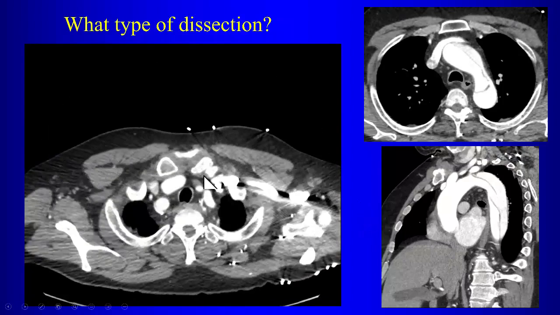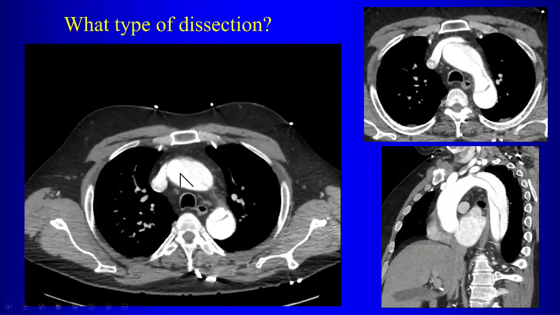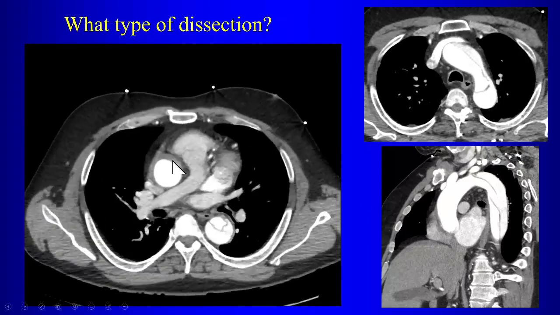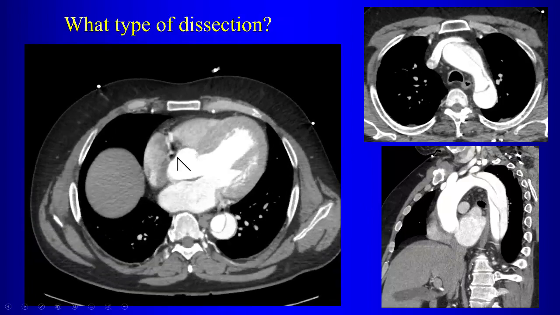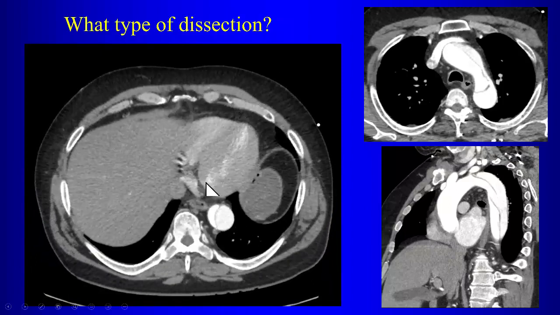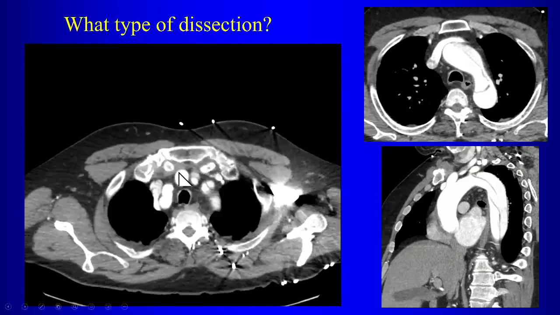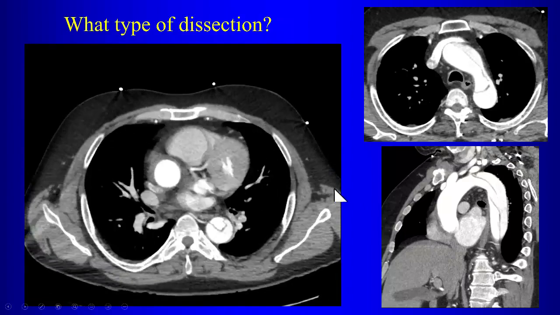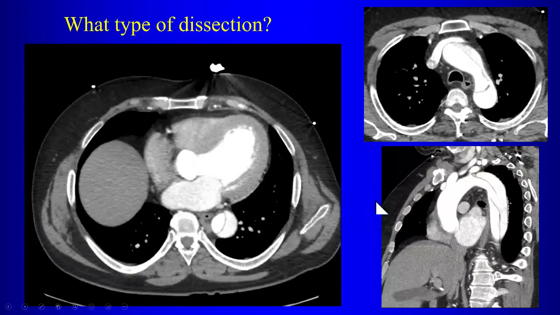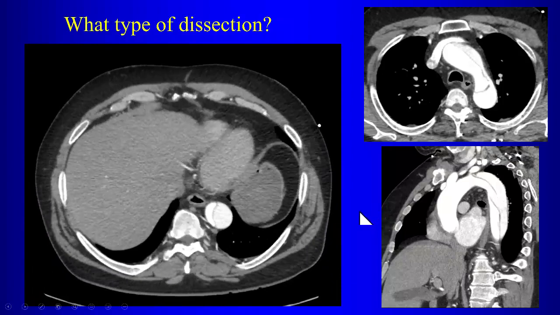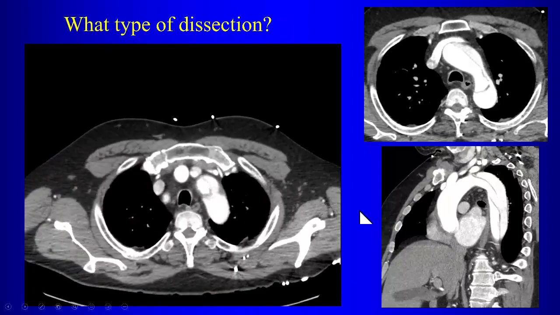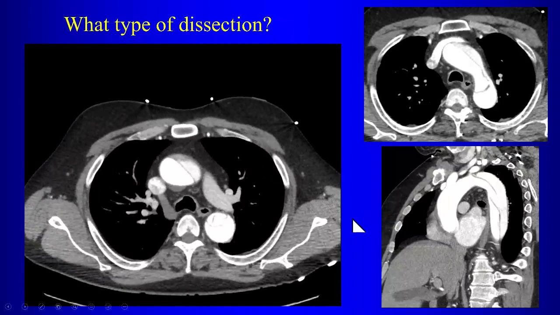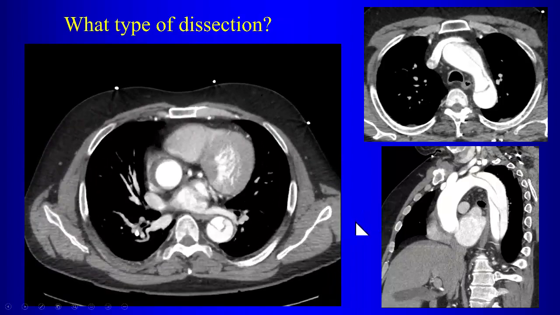Yeah, so we could see here, here's the dissection flap, here's the ascending aorta down here. We can see some dissection flap and also some intramural hematoma even within the ascending aorta. So it does appear that this dissection does involve the ascending aorta. Where's the entry tear? Yeah, the entry tear is in the descending aorta. How should this be treated?